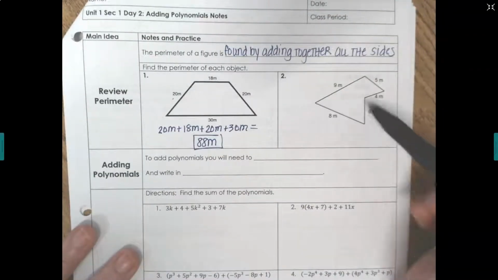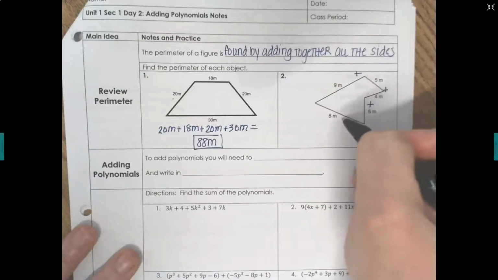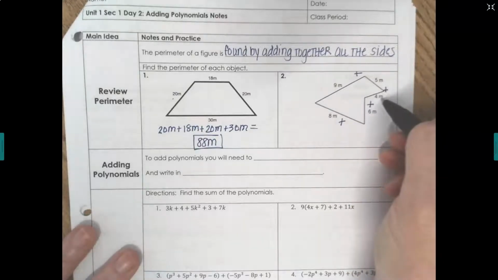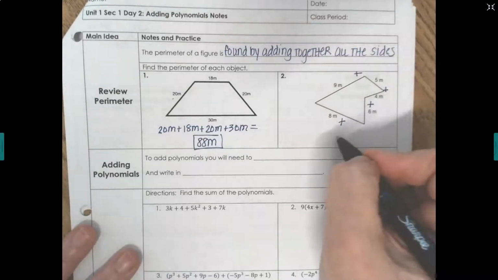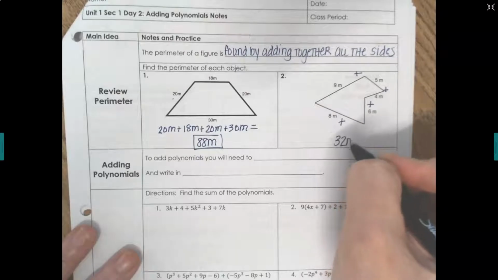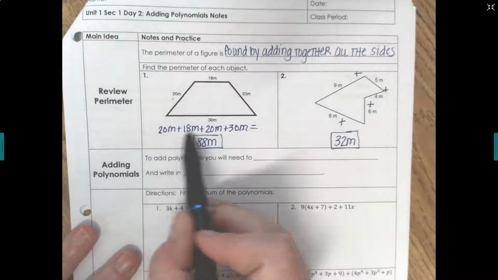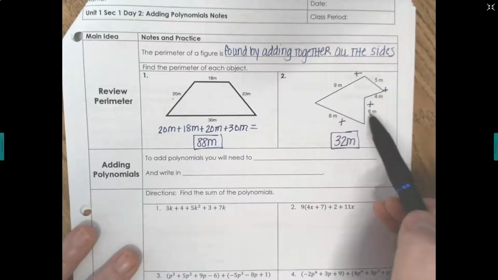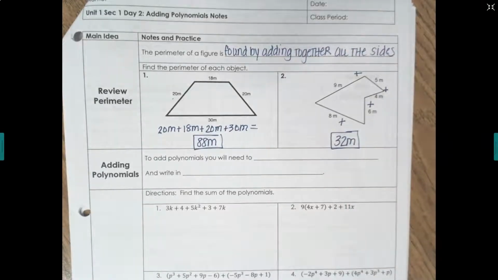This one is shaped a little bit differently, but we have all the sides, so all you've got to do is add all of these numbers together. 9 plus 5 is 14, plus 4 is 18, plus 6 is 24, plus 8 is 32m. So these are found exactly the same. I just didn't write down all the numbers. 9 plus 5 plus 4 plus 6 plus 8. I added them all together and that gave me the perimeter.